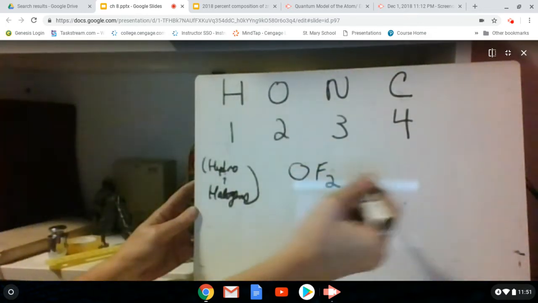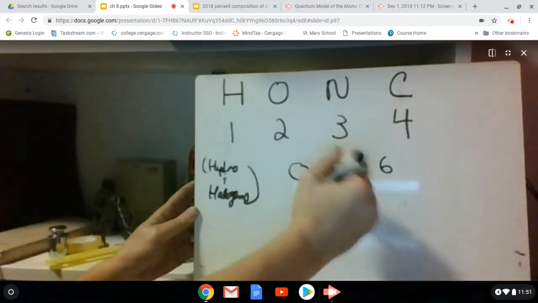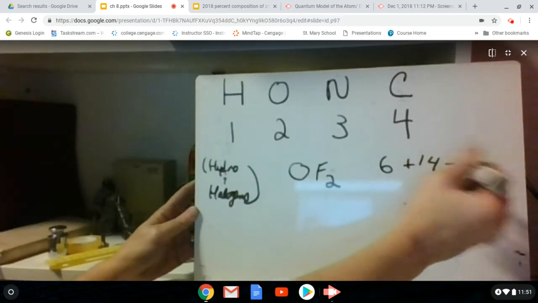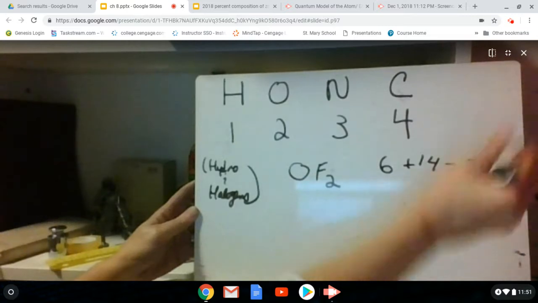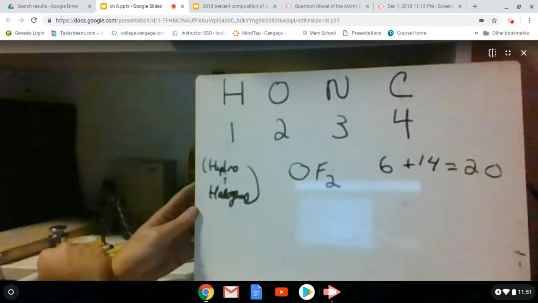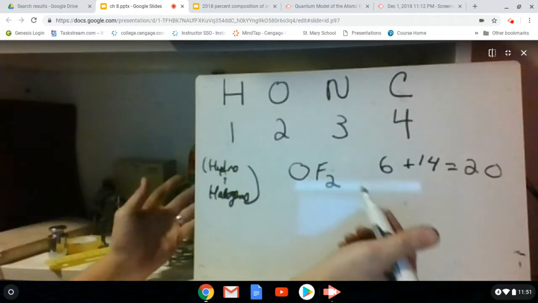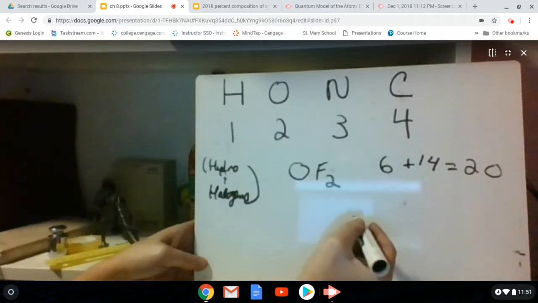Okay. Oxygen has 6. We have 2 fluorines, so that's 14 because they have 7 apiece. That's 20 electrons total. Now, I know I said that we are going to put the most electronegative elements in the center, but fluorine can only bond 1 time. So it has to go on the outside. Oxygen has to go in the center.